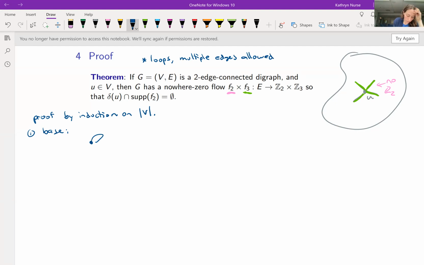Okay, so if we just have one vertex in our graph, that's our vertex U. We need to put a flow on the edges incident to that vertex. They're only going to be loops. That flow needs to be totally contained in Z3, but that's fine. We can just put one on all of these loops, and then the base case is done. So that was easy.